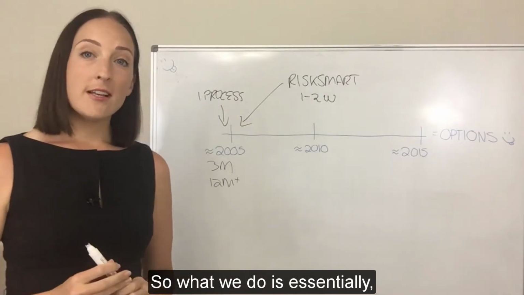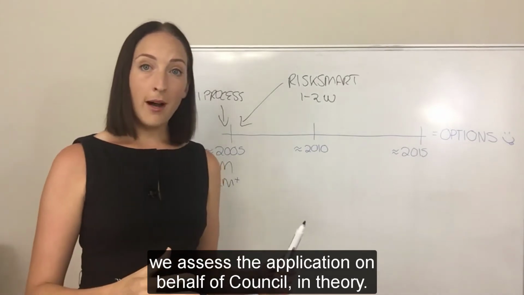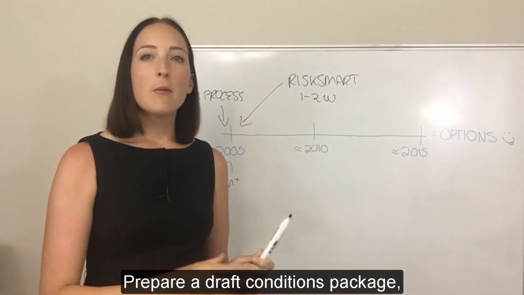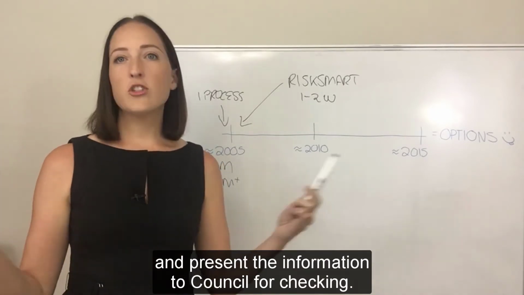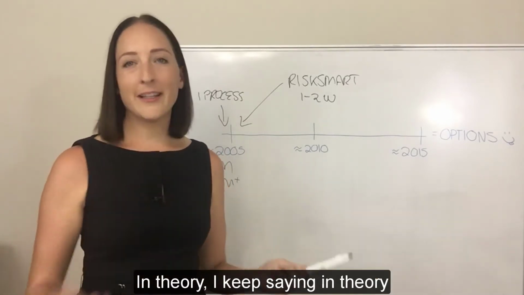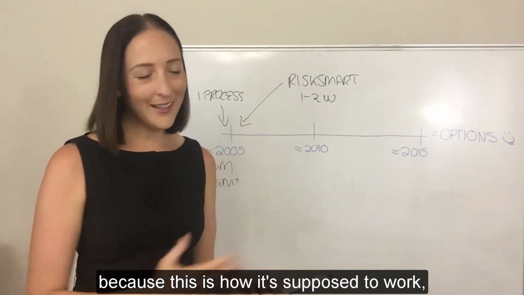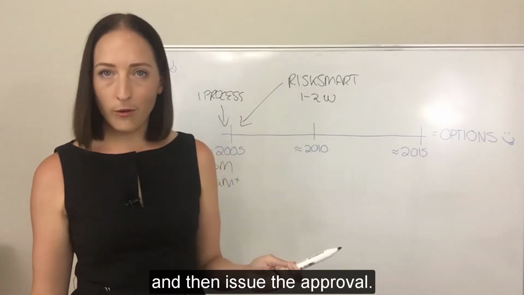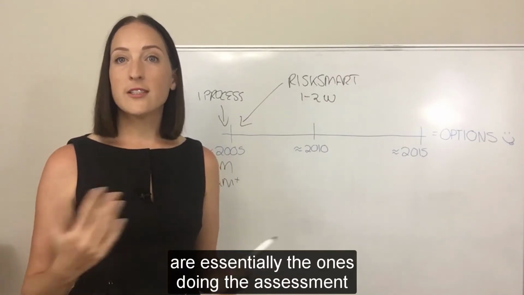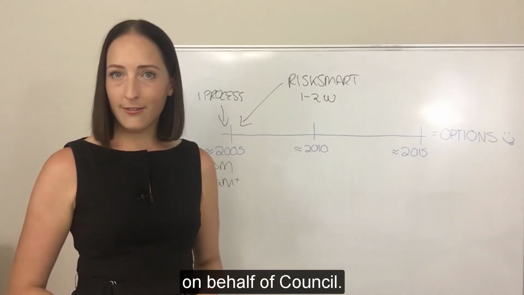So what we do is essentially, we assess the application on behalf of council, in theory, prepare a draft conditions package, and present the information to council for checking. In theory, I keep saying in theory because this is how it's supposed to work, they cast their eye over it just to double check and then issue the approval. So we as accredited consultants are essentially the ones doing the assessment on behalf of council.